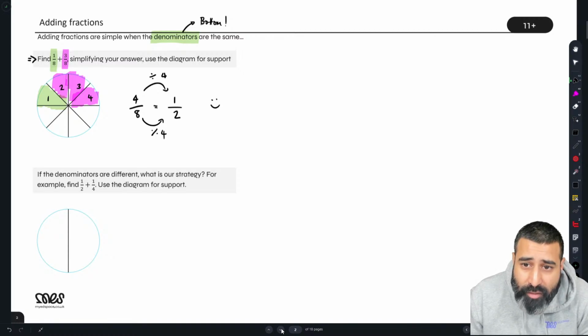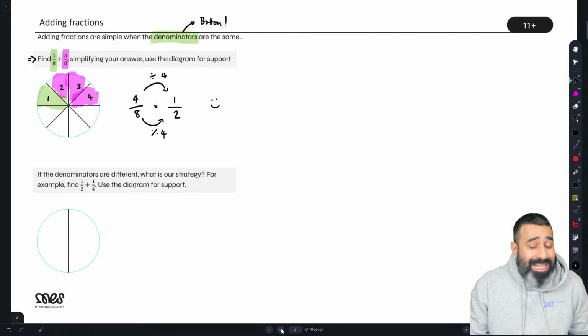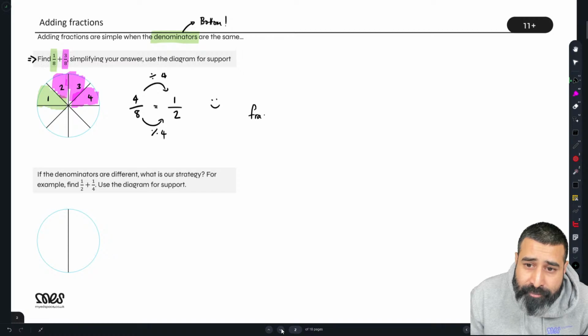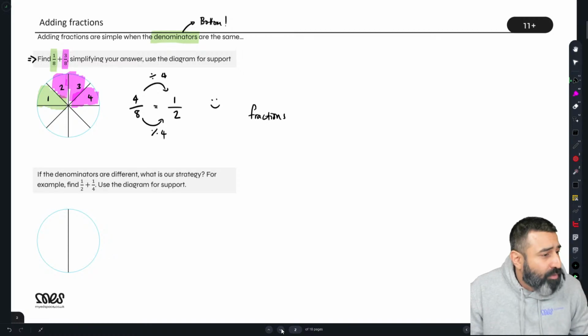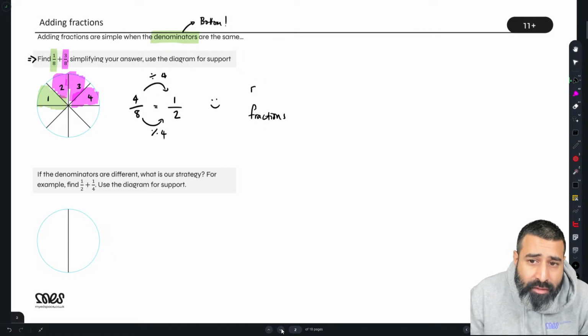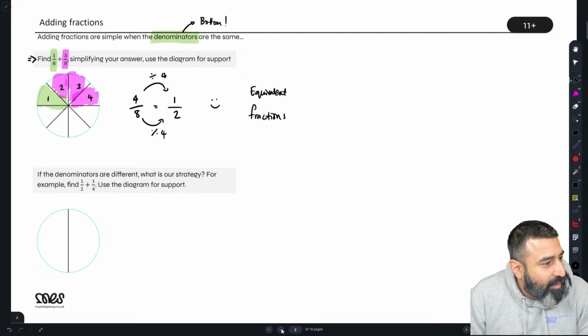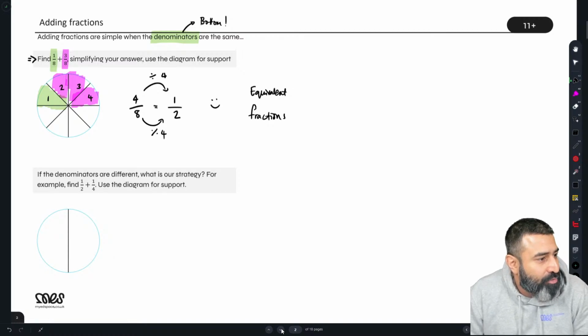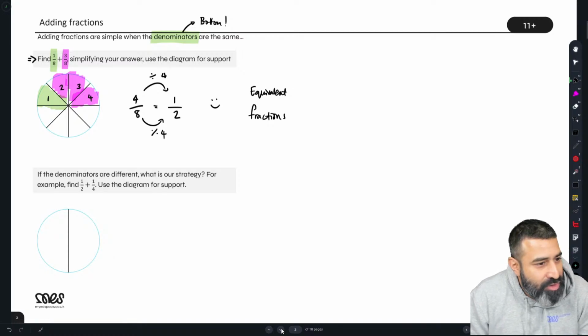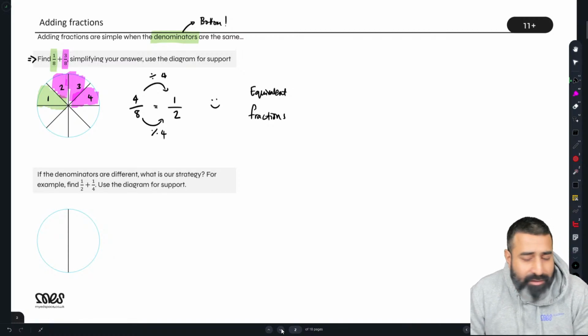So what type of fractions are these, where they're the same? We looked at this last week. We didn't call them equal fractions, but similar. We call these equivalent fractions. I will take that. Absolutely, well done. Good stuff, everyone.